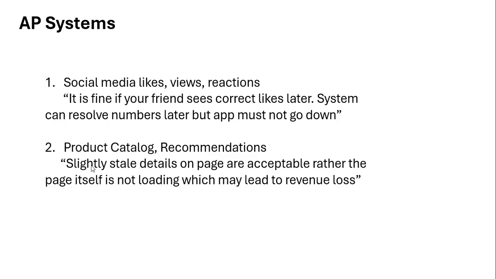Similarly, in your e-commerce application, we have product catalog and recommendation. It is okay if you get a little stale information about your recommendation, or if your product catalog contains a little stale data, that is fine. But if the page itself is not loading, that may create a problem. So it should be available 24 by 7. This is where we make a choice of availability: in social media apps, in the product catalog, or in the recommendations, where little stale information is tolerable.